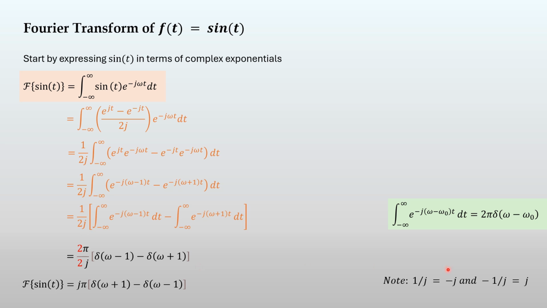Through manipulation of the imaginary unit, noting that 1 over j is equal to negative j, the expression is further transformed. Multiplication by negative 1 within the parentheses yields the final formulation: jπ times the quantity δ(ω plus 1) minus δ(ω minus 1).